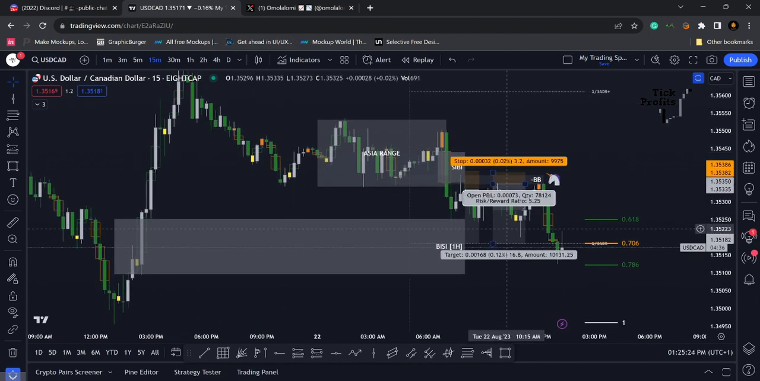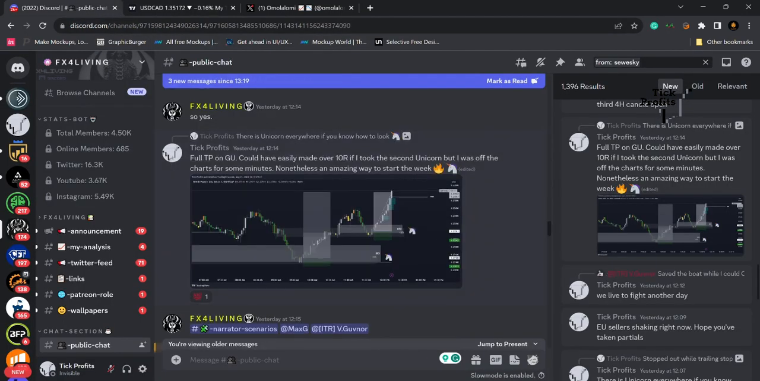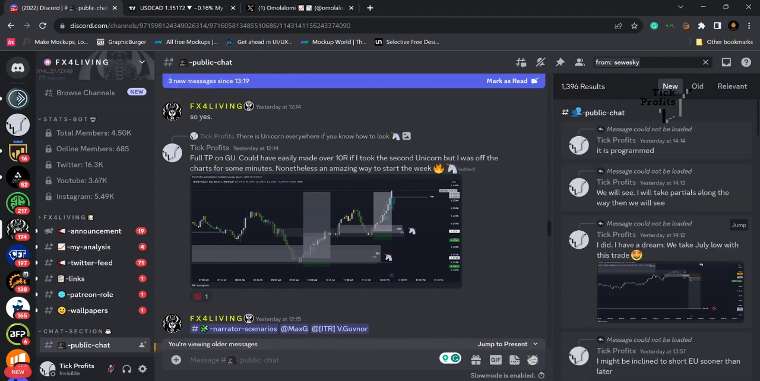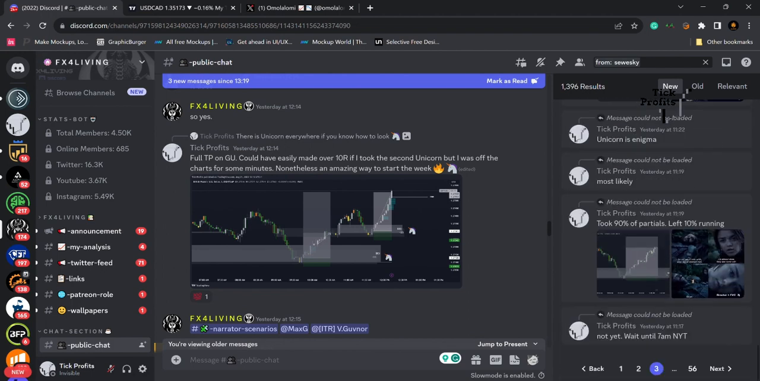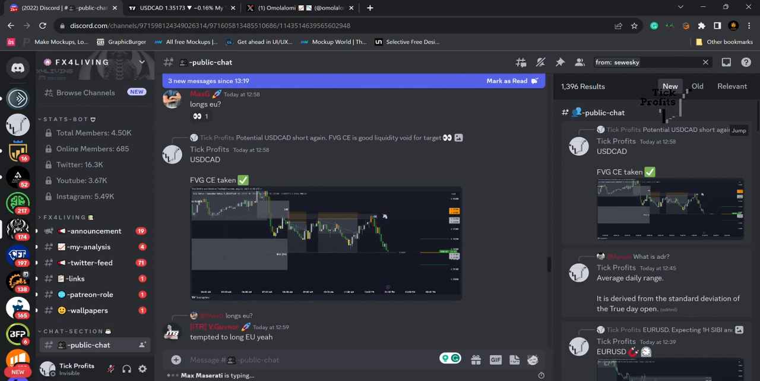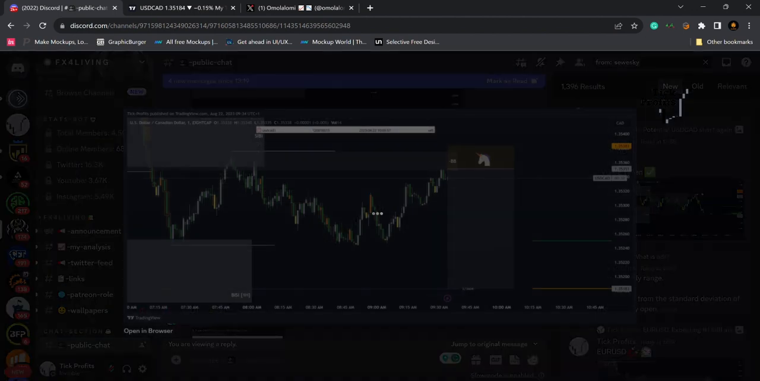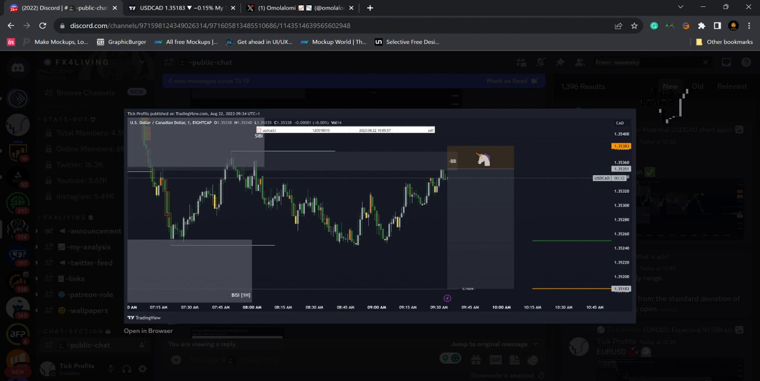This is another USD CAD trade I took today. I think I also shared it in the group. That was very early in the London session. Potential USD CAD shorts. The FVG is a good liquidity void for a target. So it's also the same concept.